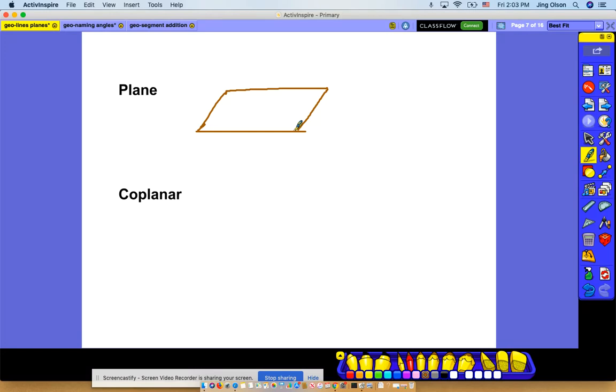It's a flat surface that goes on forever. So obviously we can't draw something that is forever, infinitely big. So we use a parallelogram shape to help us understand this is a plane. Coplanar means on the same plane. If things are on the same plane, they are coplanar.